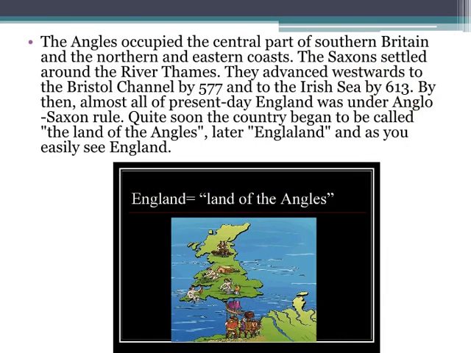The Angles occupied the central part of southern Britain and the northern and eastern coasts. The Saxons settled around the River Thames. They advanced westwards to the Bristol Channel by 577 and to the Irish Sea by 613. By then, almost all of present-day England was under Anglo-Saxon rule. Quite soon the country began to be called the Land of the Angles, later England, and as you easily see, England.